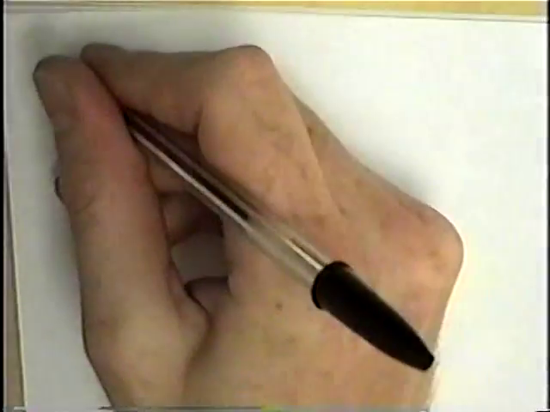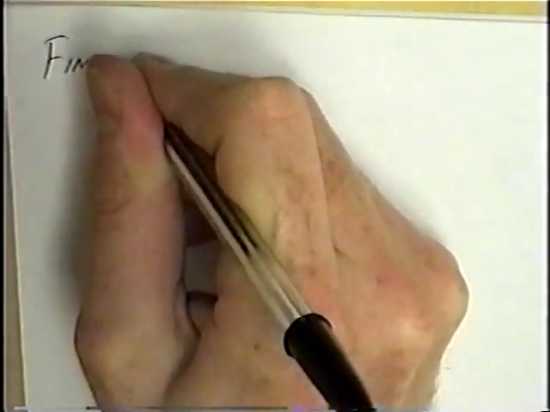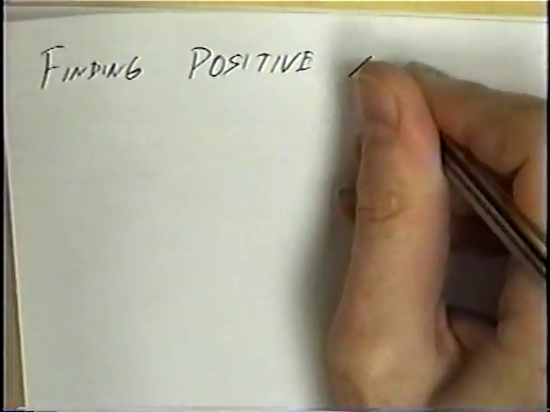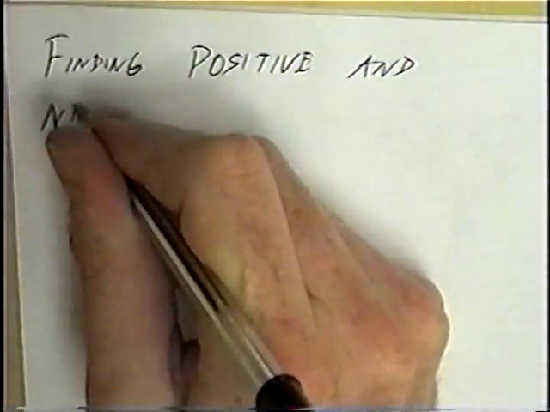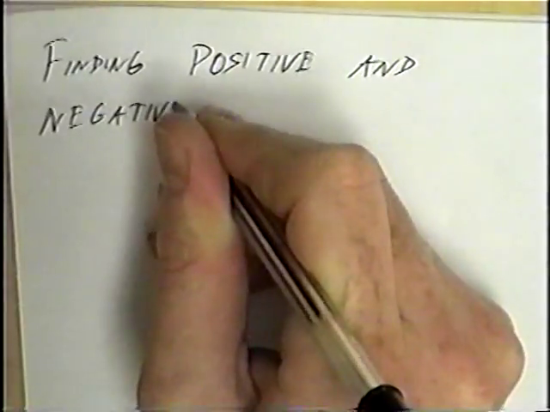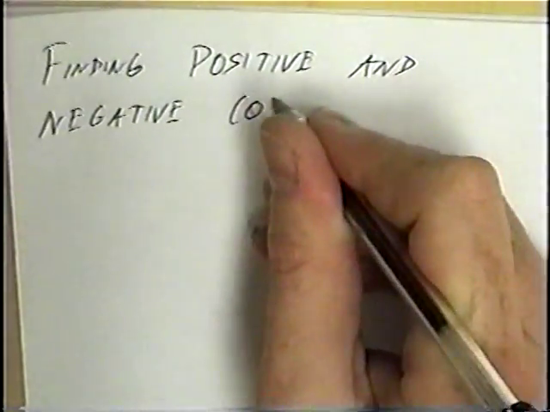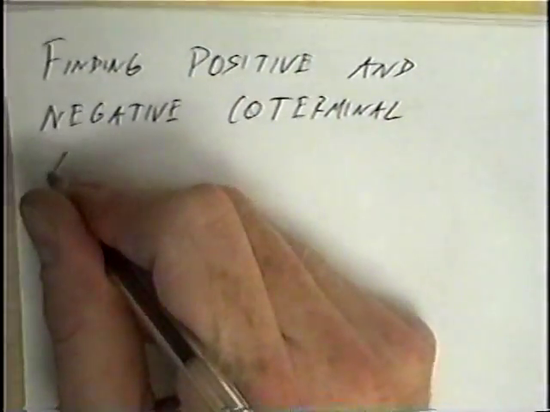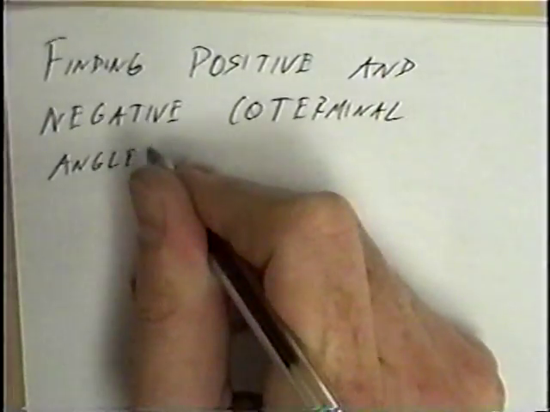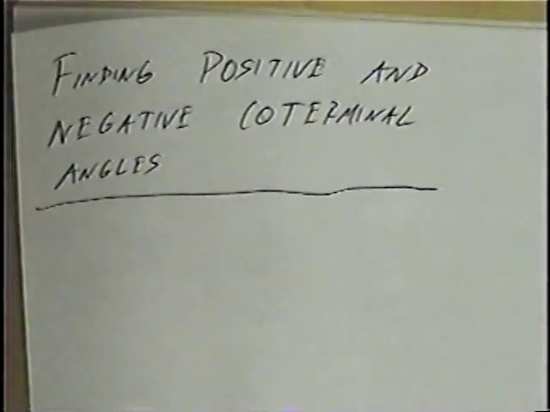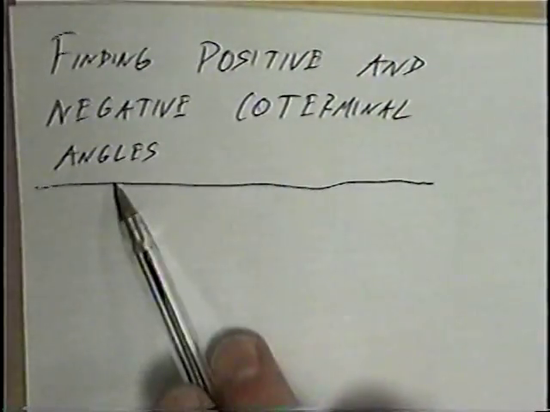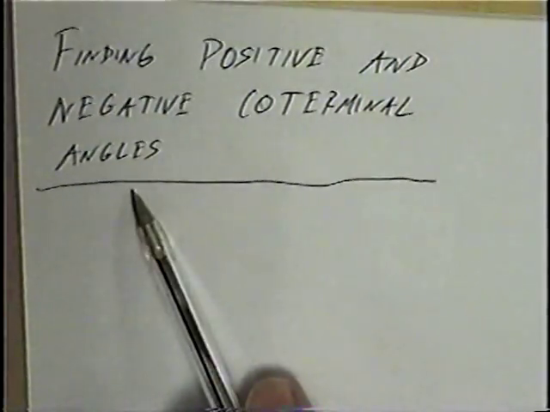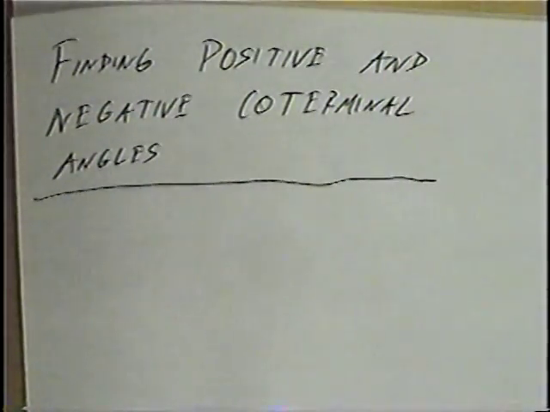Title of the last section today is Finding Positive and Negative Coterminal Angles. In this section, we'll find a positive coterminal angle and a negative coterminal angle. A coterminal angle means the same angle, but written as a different fraction or different number.